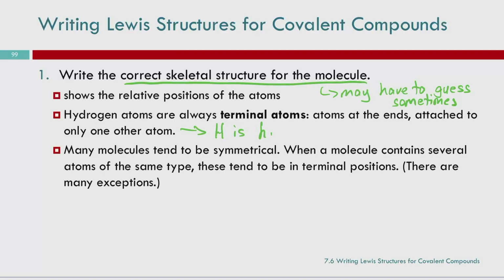So hydrogen is happy with one bond, so we're going to stick it on the end. It's going to be on the outside always. So it always goes on the outside. This is true for this class and most other classes. One of the other rules for how to guess is that molecules tend to be symmetrical. The left side and the right side, if you put a mirror down the middle, would look the same. The top and the bottom, if you put a mirror through it, would hopefully look the same, as much as possible.